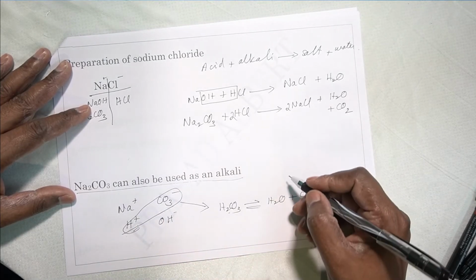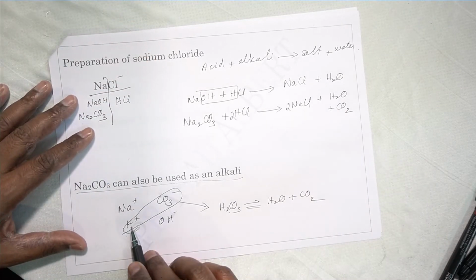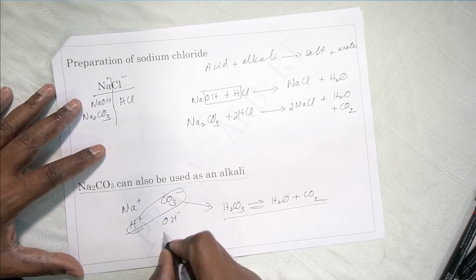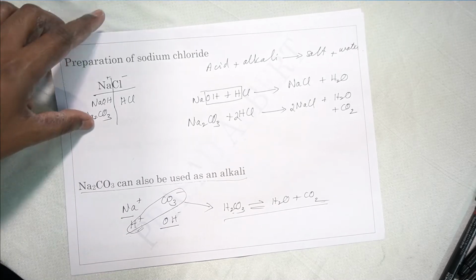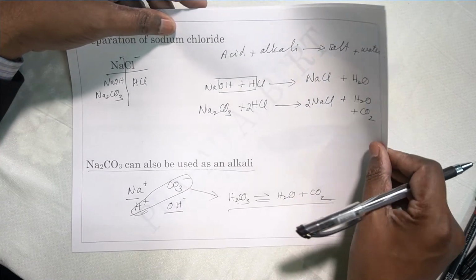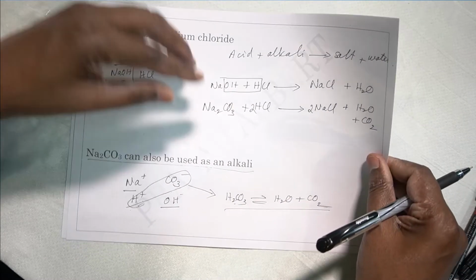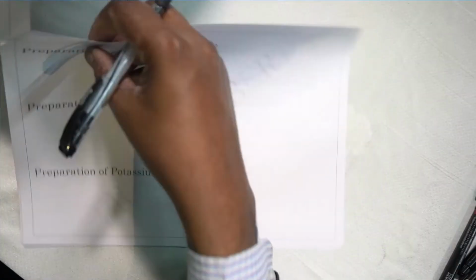If you make sodium carbonate solution and keep it on your table, in a short while the H+ ions and carbonate are completely removed. So what remains in solution is OH- and Na+. So it is an alkali. This is why we can use Na2CO3 as an alkali. So you have two reactions for the preparation of sodium chloride. Now let's go on to the next salt.